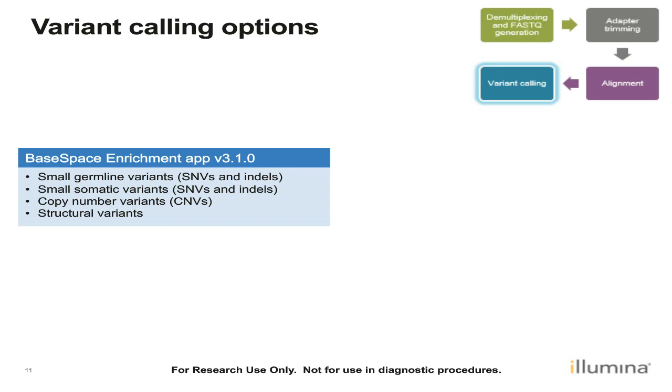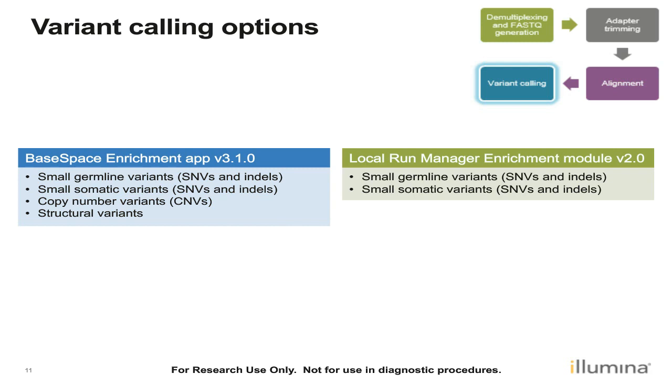This can perform small germline and somatic variants, as well as small indel calling, insertion, deletion. It can perform copy number variant analysis and structural variants, and we'll get into some of the differences there. Next, we have our local run manager enrichment module. So this is for local analysis. This can do either germline or somatic small variant calling and small indel calling.